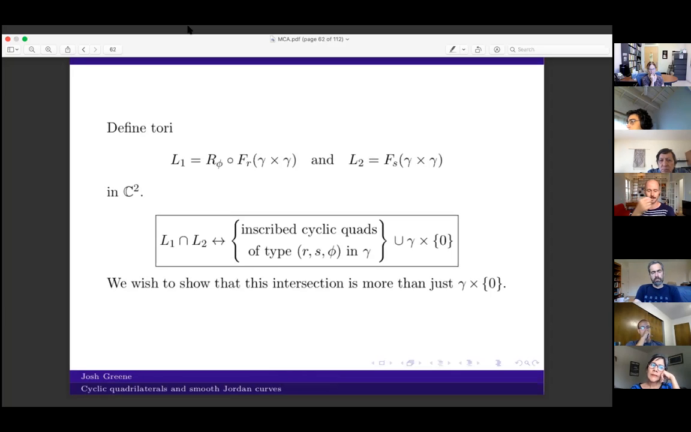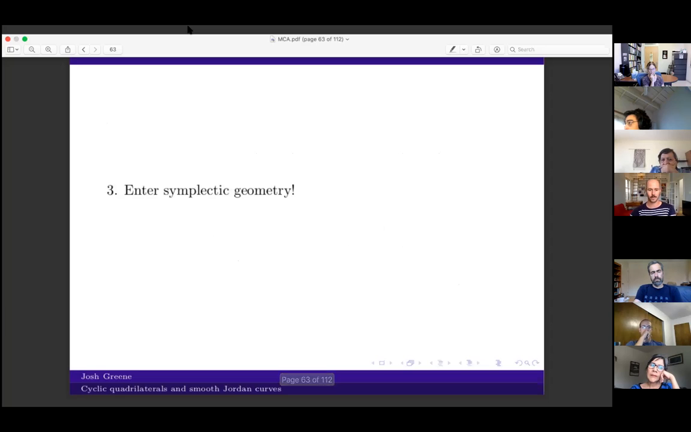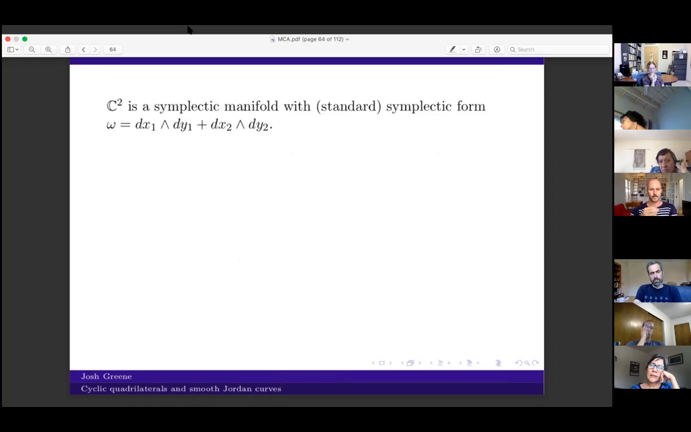So how to do that? Those were the first two steps, the straightforward steps. And now the magic is to employ the perspective of symplectic geometry and to recognize that everything we've done so far can actually be cast nicely in the symplectic category. The space that we're working inside, where our tori live, is C2, and this is naturally a symplectic manifold.